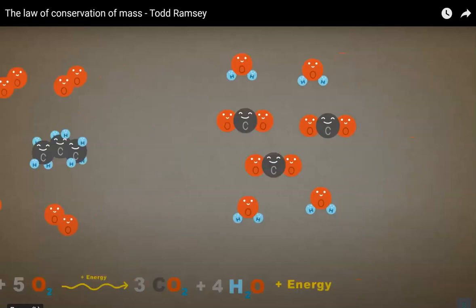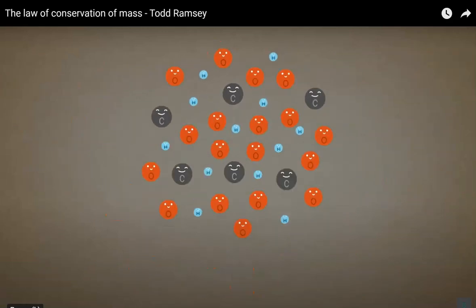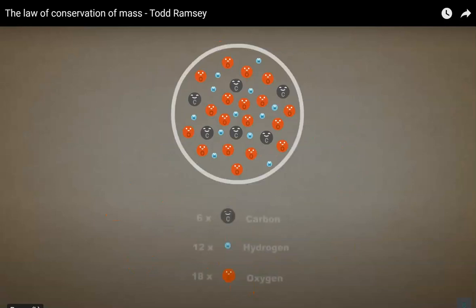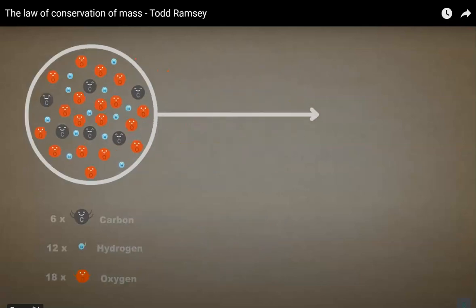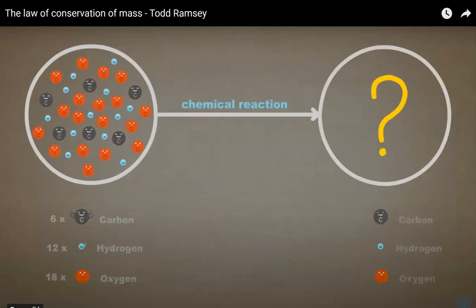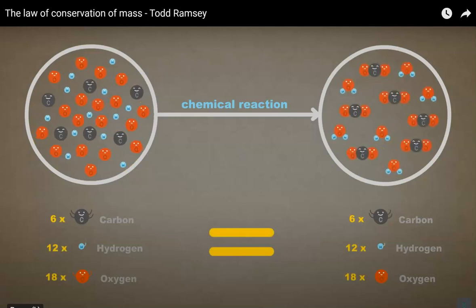There are many other reactions we can model with this small set of atoms, and the law of conservation of mass always holds true. Whatever matter and energy go into a chemical reaction are present and accounted for when it's complete.